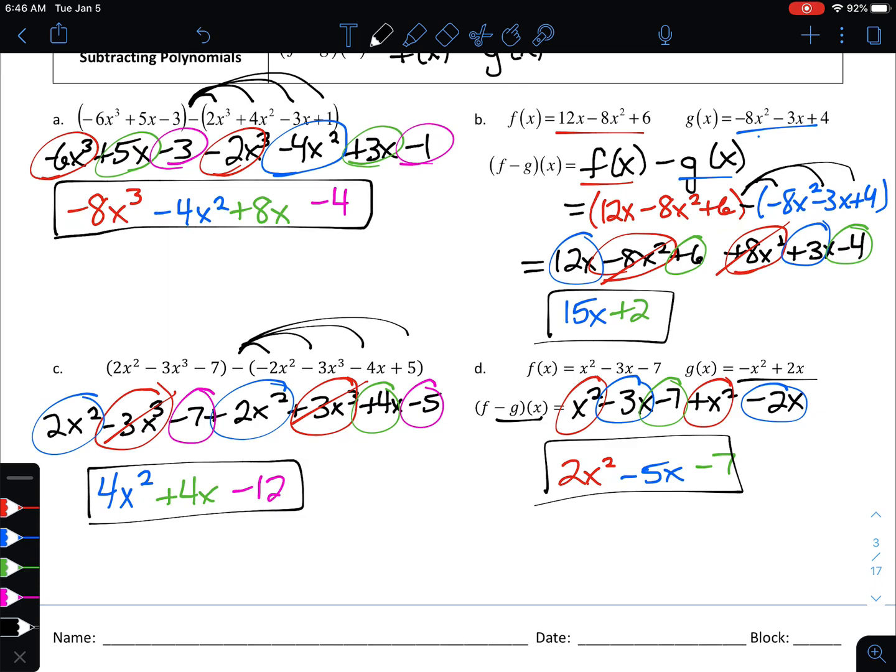All right, guys, so that is it for this first section of the notes. In the next section, we'll be talking about multiplying polynomials, where some of this work with addition and subtraction will come into play.